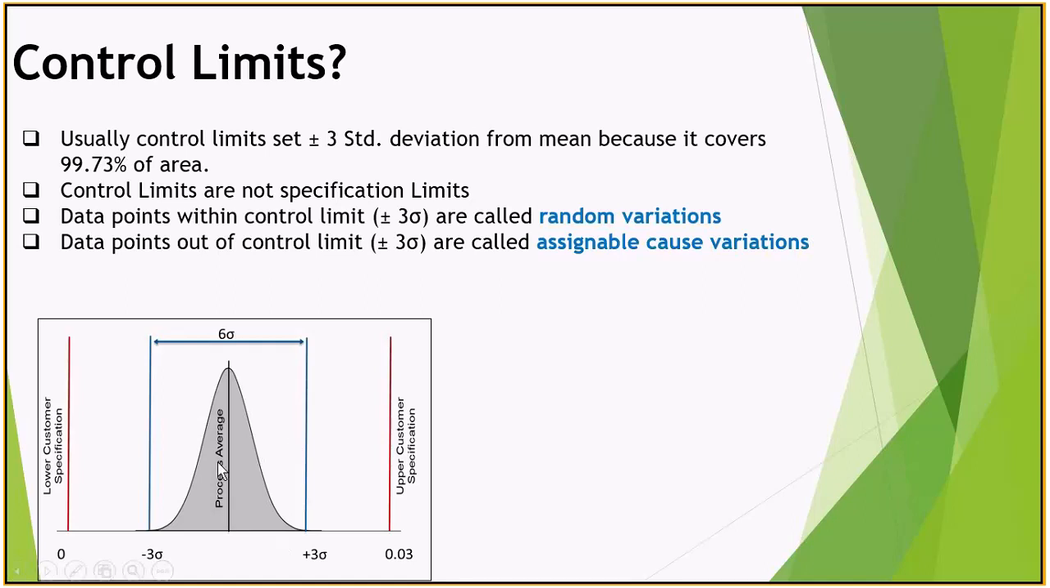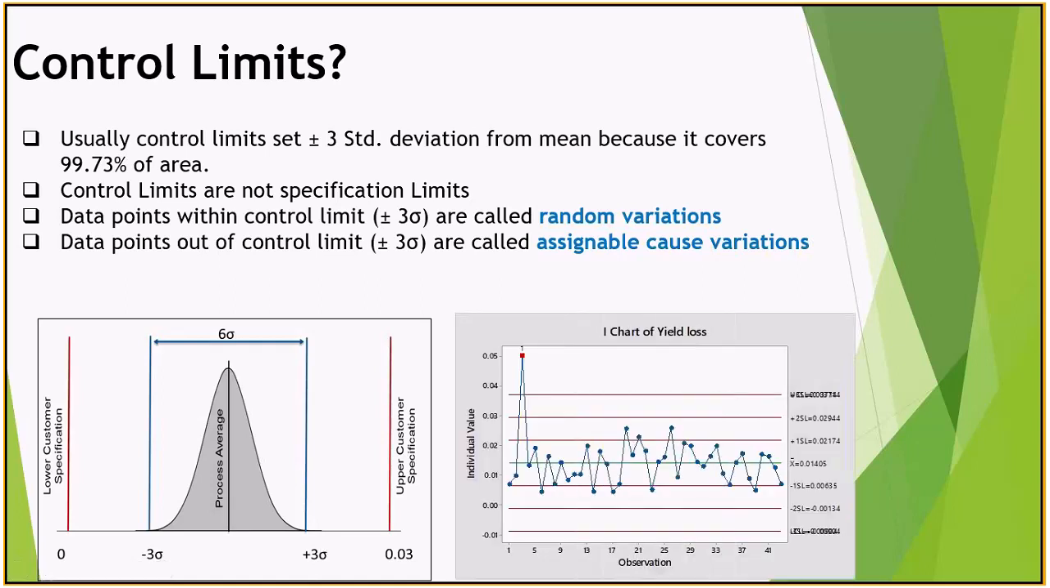Okay, so I'm not talking about the specification limit which the customer gives you. So please have a look. These are the customer specification limits: LSL, the lower customer specification limit, and USL, the upper customer specification limit. I'm not talking about this. So please note, control limits are not the specification limits. I'm talking about this one, minus 3 standard deviations and plus 3 standard deviations.